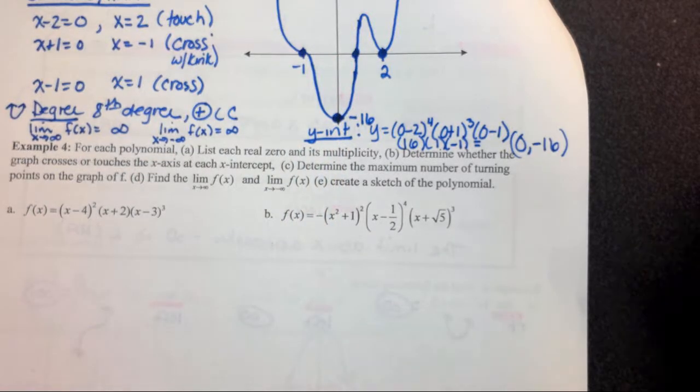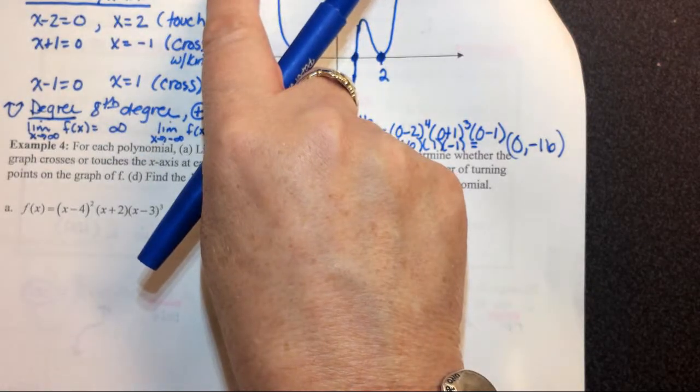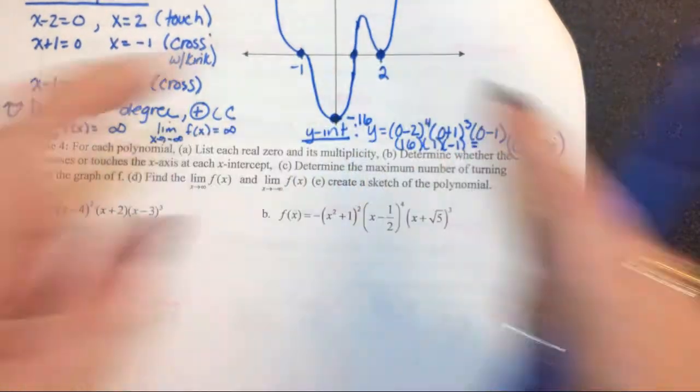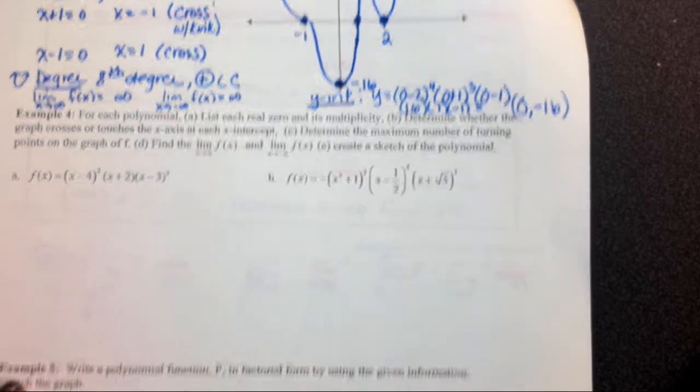Yep, it balances off. Yep. So if this was a 4, 8, 12, as long as it's even, you know it's just going to touch. Okay. Any questions on that one? Let's take a look at another one.